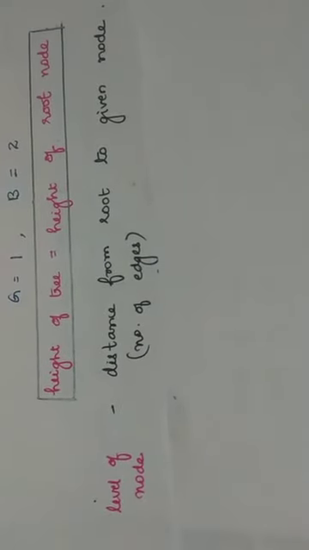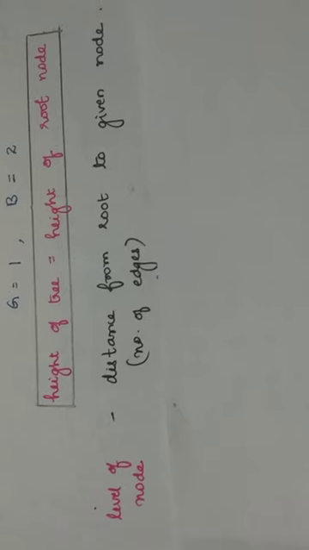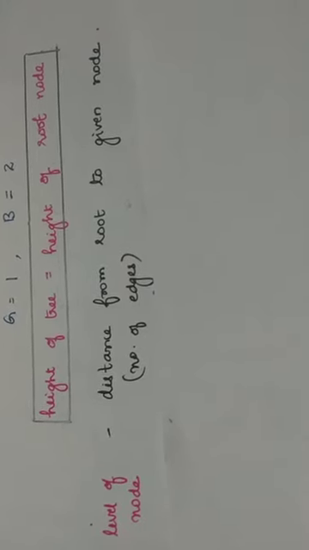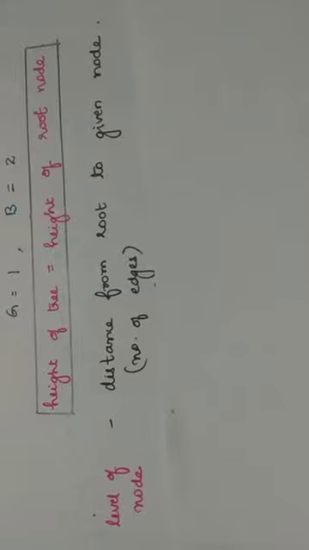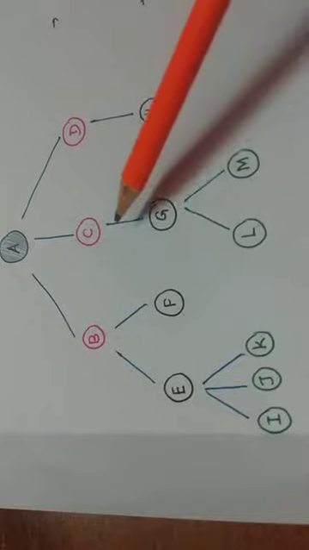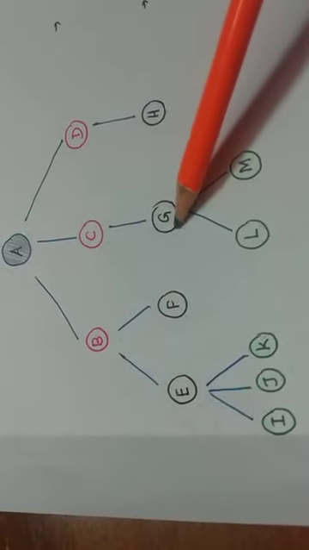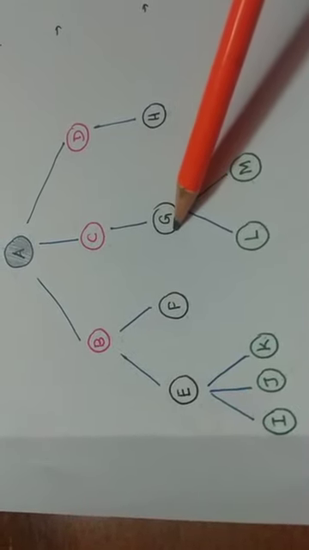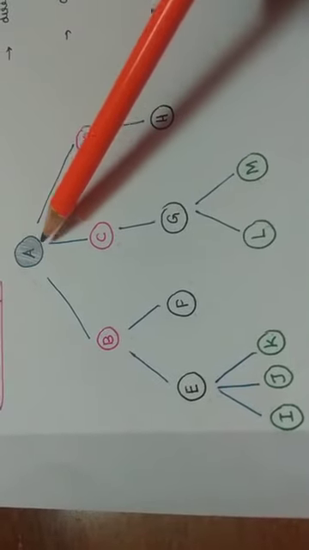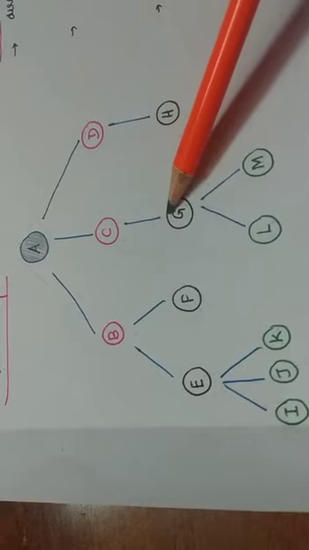The next term is the level of a node. So we have to find out what the levels are. The distance from the root to that given node, that is, the total number of edges from the root to the given node, is called the level. Suppose I wanted to find the level of node G. It is the distance from the root to the given node. How much distance does it travel? It has 1 and 2. So the level of G is 2.